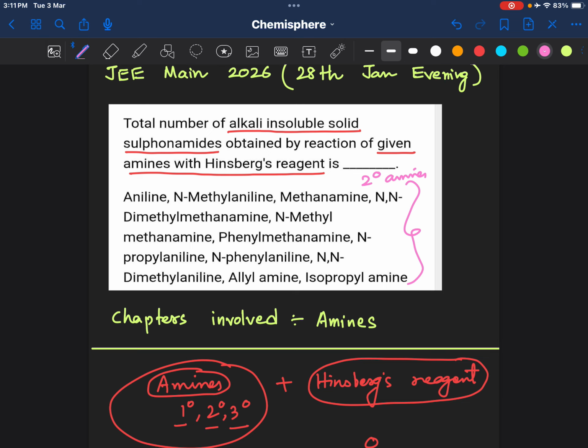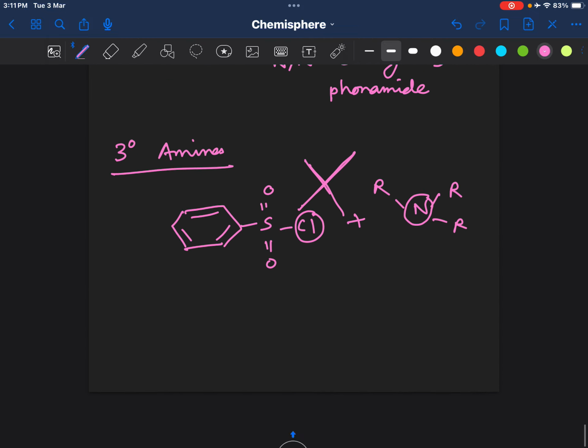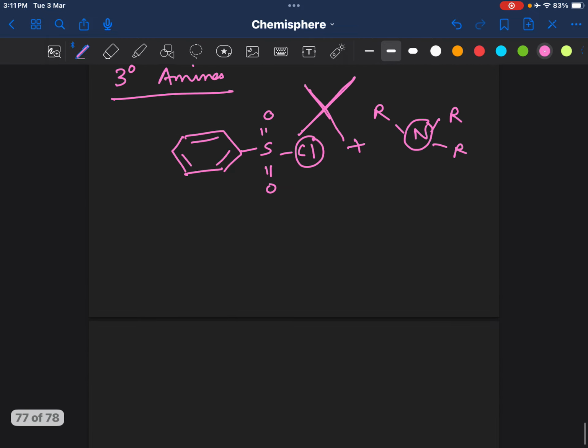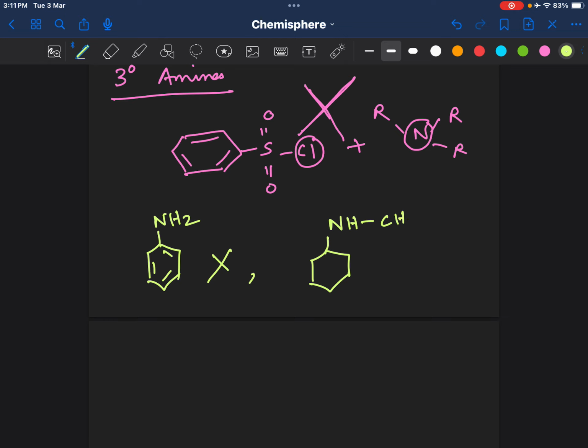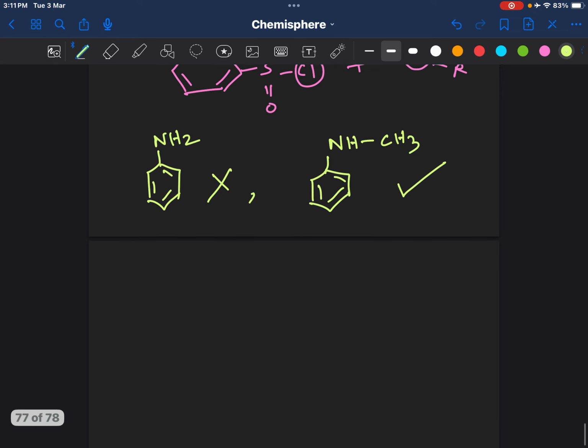So let's draw their structures one by one and check which one is a secondary amine. Aniline is this, so it is a primary amine. Nope. N-methyl aniline is this, so this is a 2 degree amine, and this is one of the answers. Third, methanamine is CH3NH2. Not going to work because it is primary.